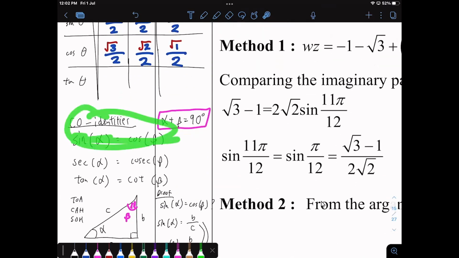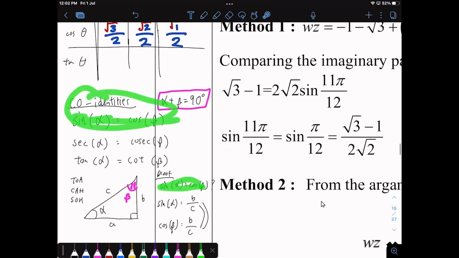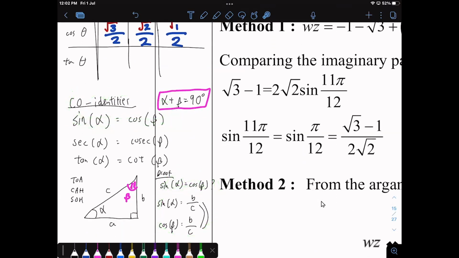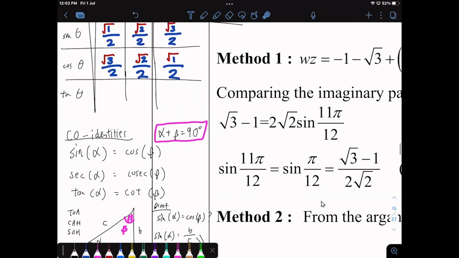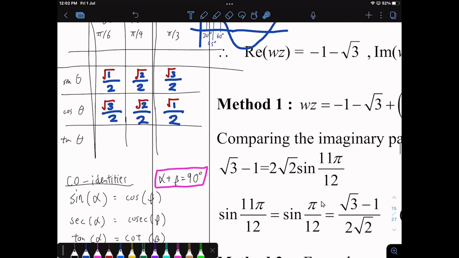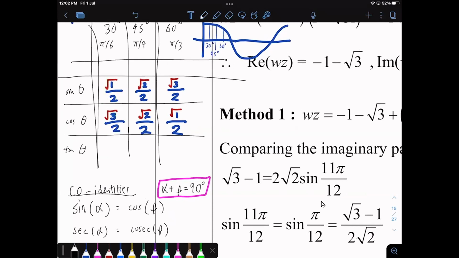The first of the co-identities, I already proved it over here. Always true. A, B, and C can be any values, any length, provided you have a right angle triangle. Then tangent: you must remember, tangent is sine over cosine. So this over this. Isn't that just 1 over square root 3? The two cancel off. This one is just 1, because sine over cosine, same value, cancel off. So you get 1. Then this over this, root 3 over 1.